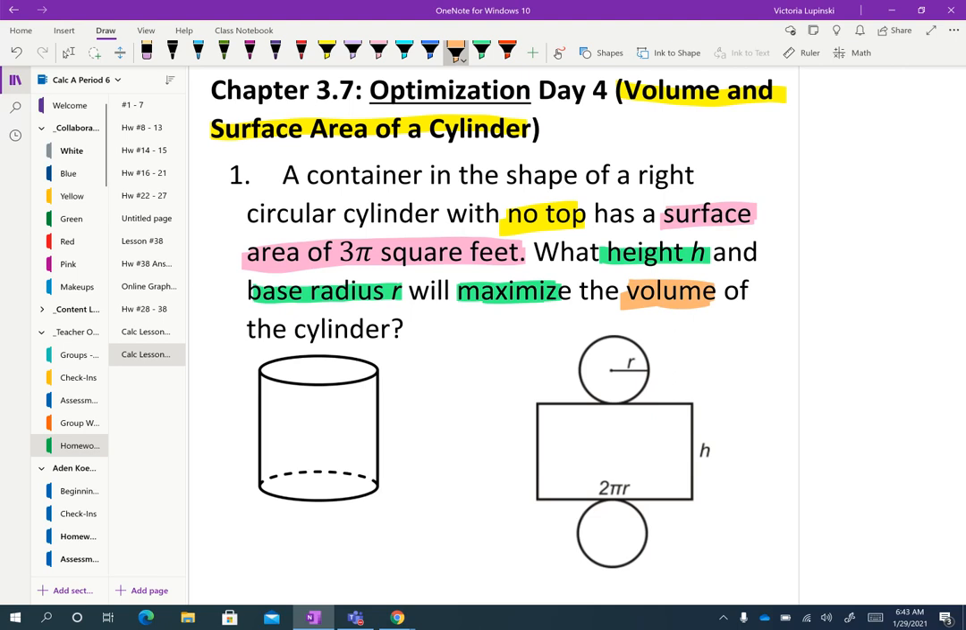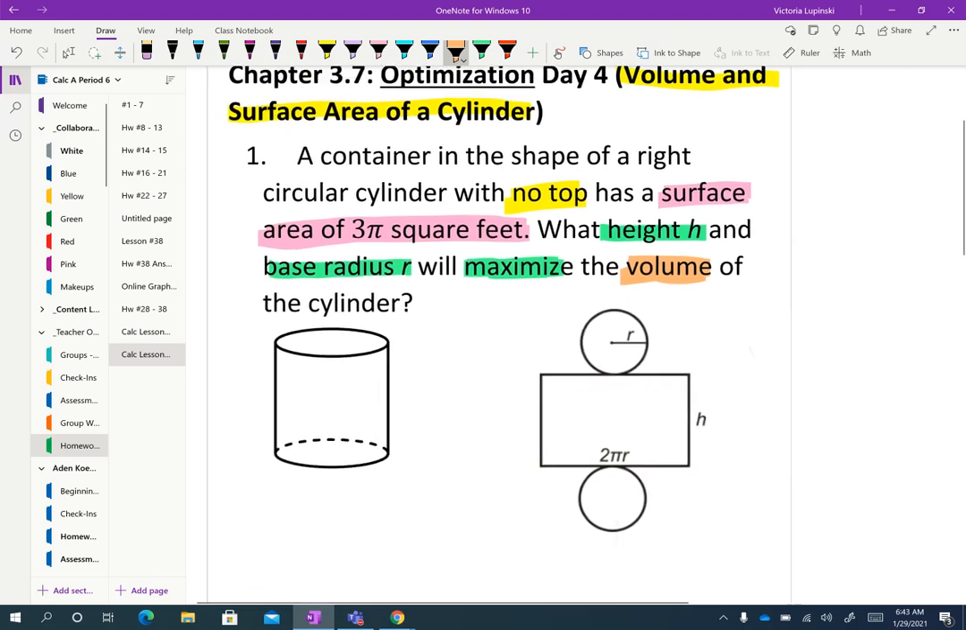So again, whenever you're approaching these optimization problems, read carefully, circle, highlight all the important information. If there's a picture that makes sense, you should draw it. So obviously in this case, over on the left, I have myself a nice right circular cylinder. So you might want to go ahead and draw one for yourself.